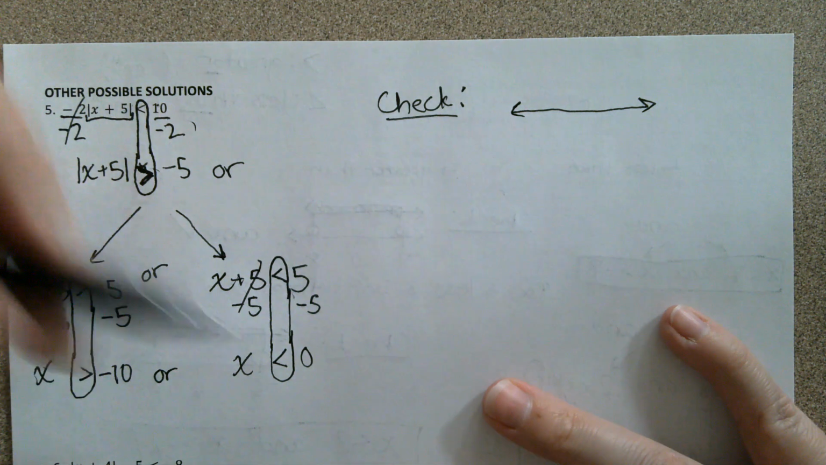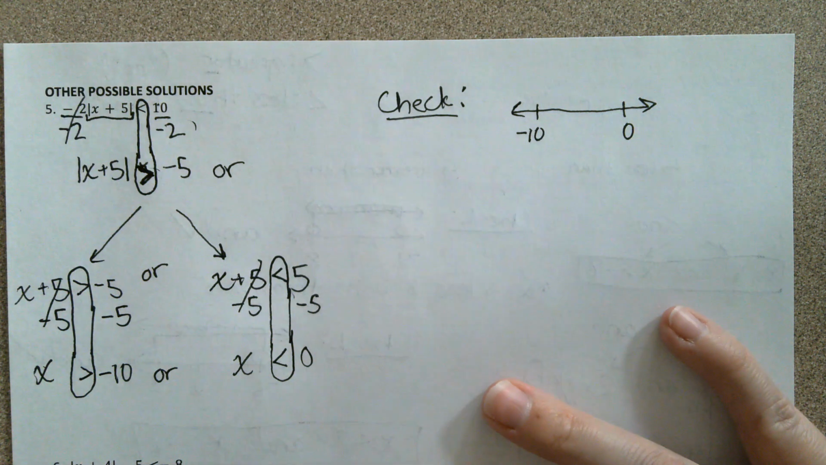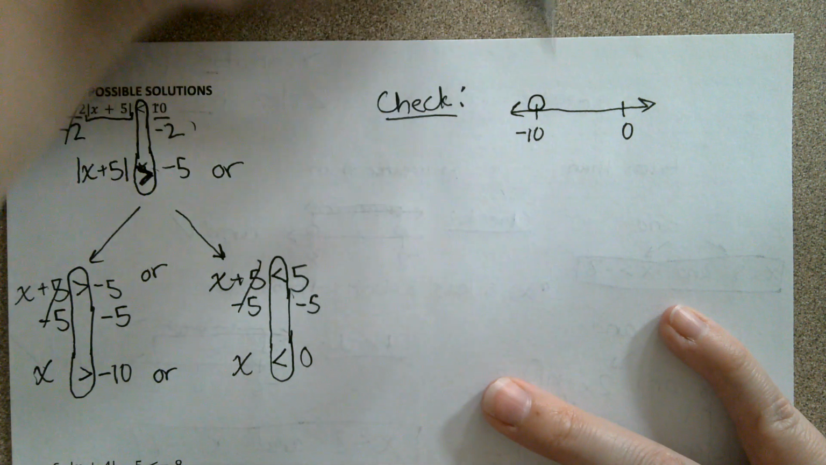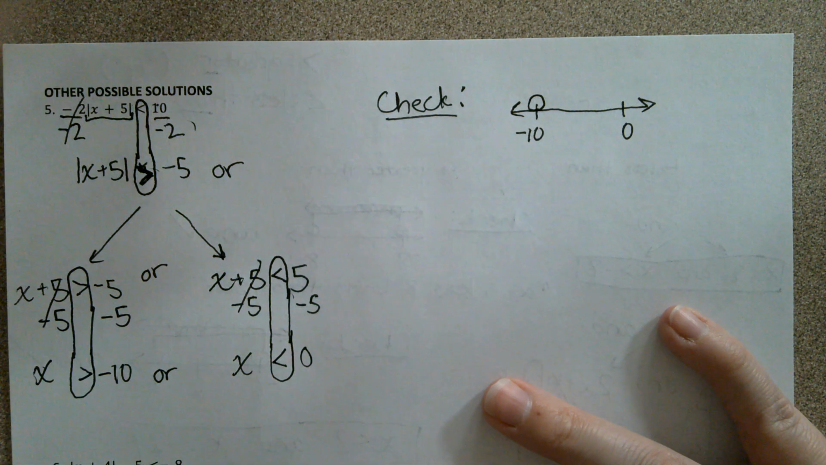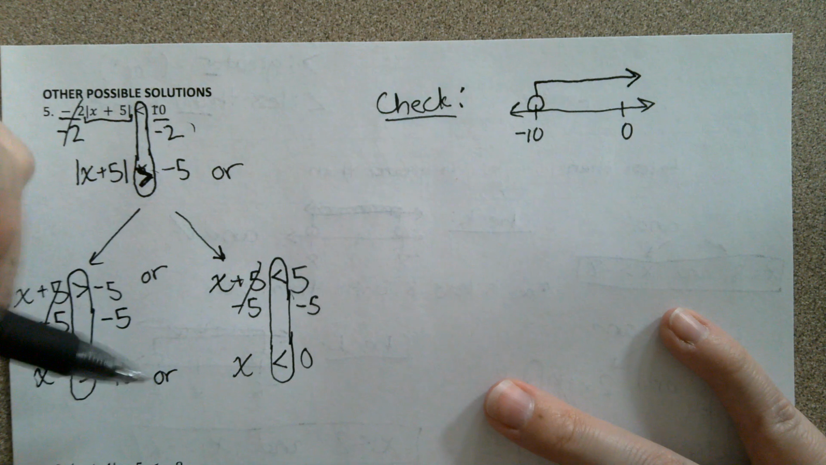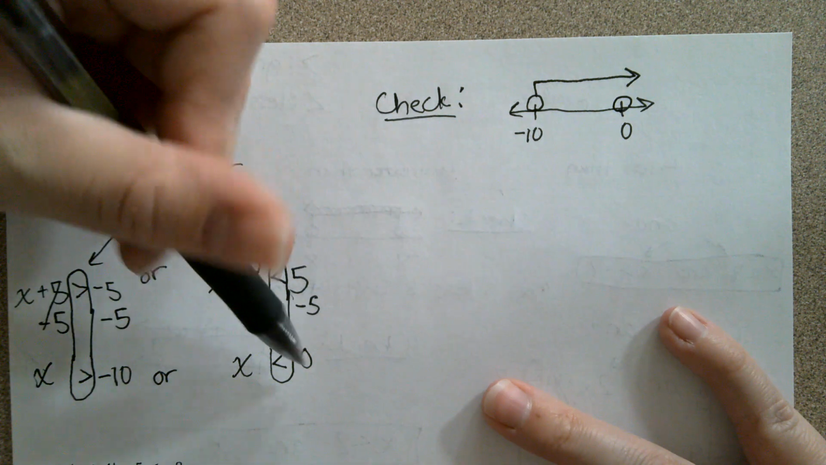I have negative 10 and 0. 0 will go on the right, negative 10 to the left of it. X is greater than negative 10. This is an open circle because we don't have that or equal to. And that symbol is pointing to the right. Or x is less than 0. Again, another open circle pointing to the left.